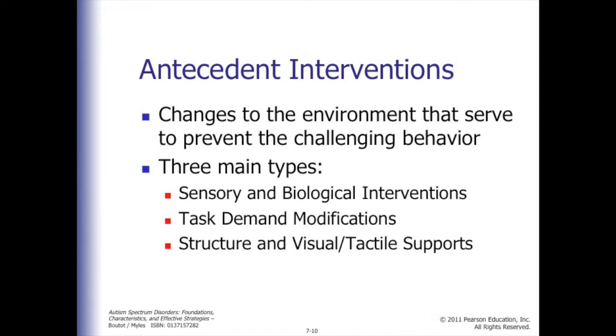Interventions based on antecedents make changes to the environment in an attempt to prevent the challenging behavior from occurring. They are proactive approaches rather than reactive approaches, and there are three main types of antecedent interventions. Those are sensory and biological interventions, task demand modifications, and structure and visual or tactile supports. So we will talk more about each of these on the next slides.